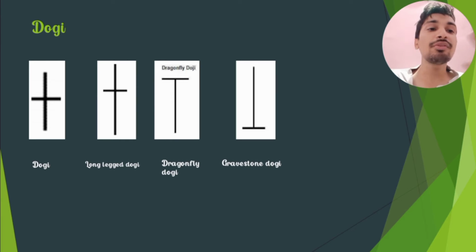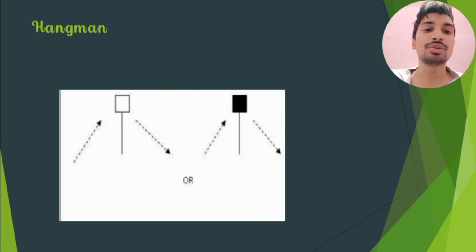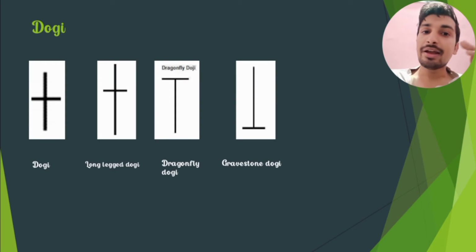So these are different types of doji candle. This is the normal doji, which is in the middle. Here is the long leg doji, so the leg of the doji is long. Here is the dragonfly doji, and here is the gravestone doji. So in a doji, the opening and closing price will be the same.